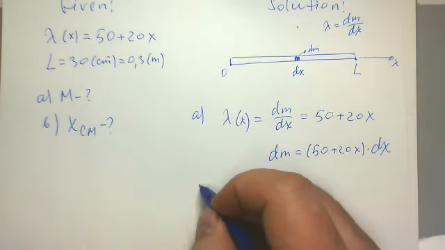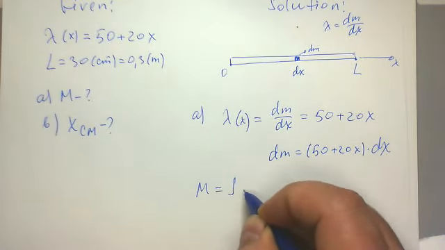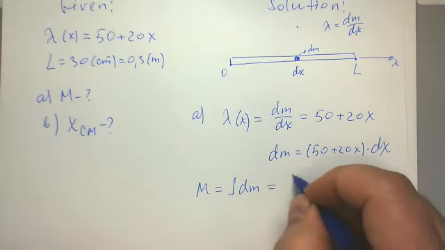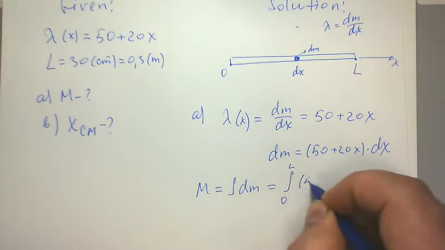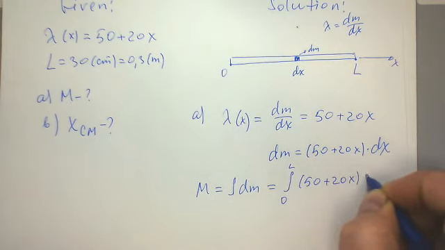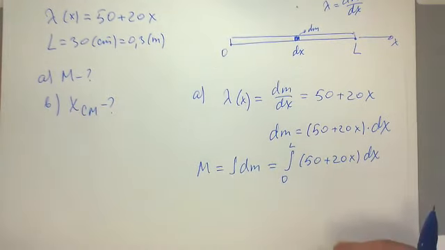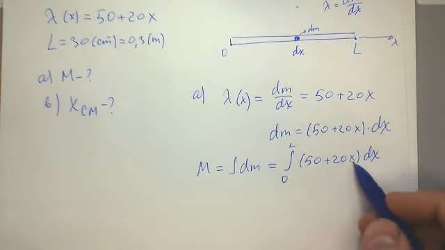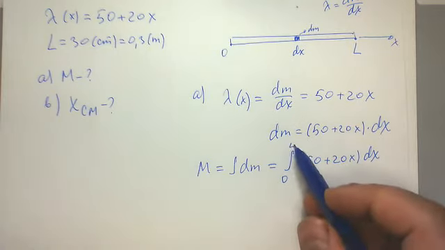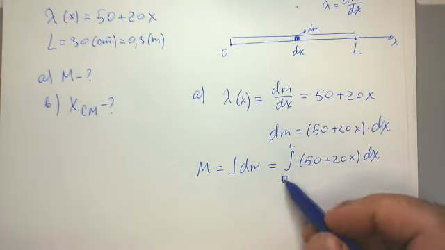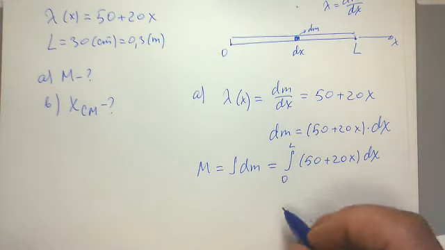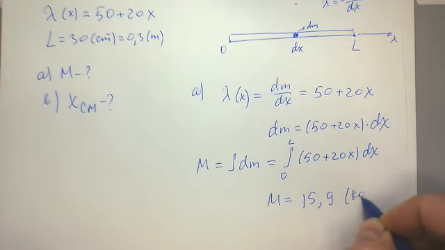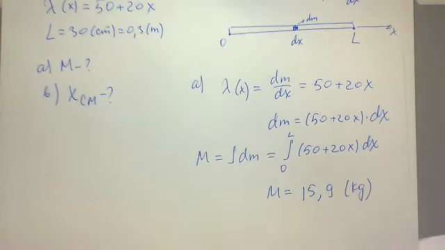How to find it? The total mass of the rod will be just the integral of dm through the entire length of this rod. So it's from 0 to L, (50 plus 20x) dx. Just find the integral, that will be 50x plus 10x squared. Then substitute the limits. L is 0.3 meters. This end is 0. And the numerical value would be 15.9 kilograms. So this is the mass of the rod.